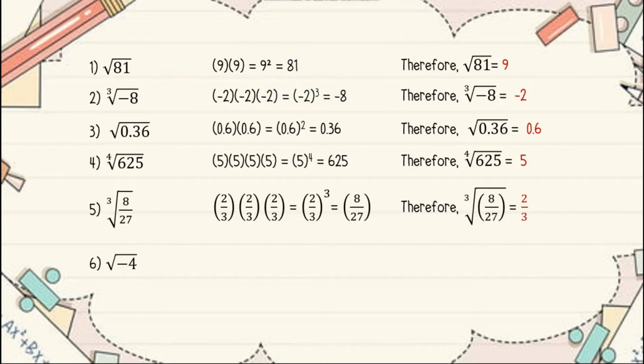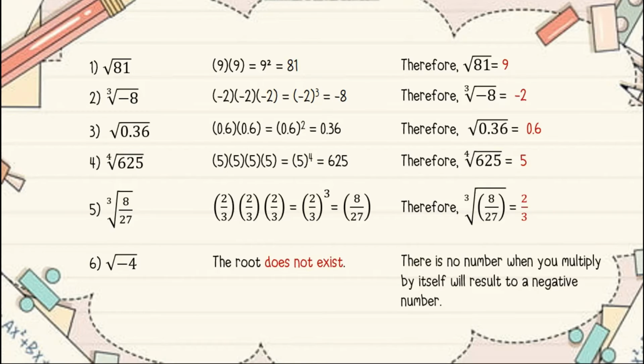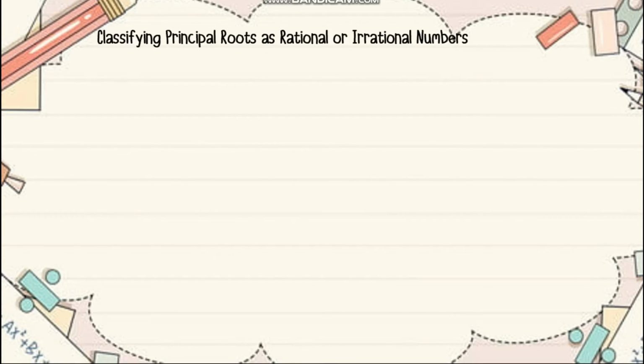Positive 2 multiplied by itself is positive 4. Let's try -2. -2 multiplied by itself is still positive 4. Meaning to say, the root does not exist because there is no number that, when you multiply it by itself, will result in a negative number.